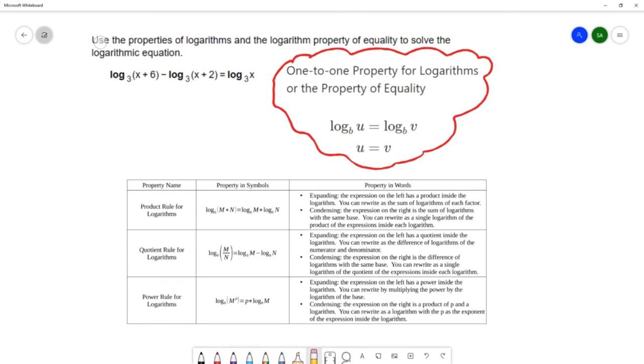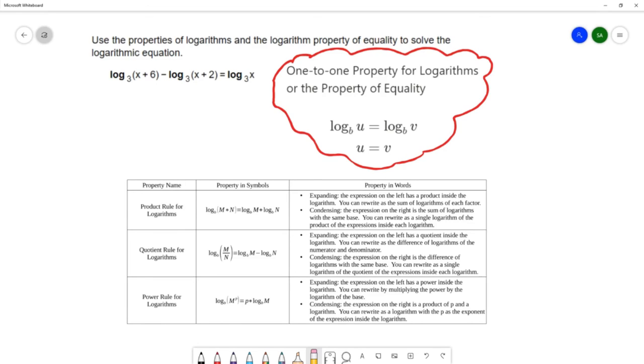On this question, we want to use the properties of logarithms and the logarithmic property of equality to solve the logarithmic equation. The equation that we're working with is log base 3 of x plus 6 minus log base 3 of x plus 2 equals log base 3 of x.